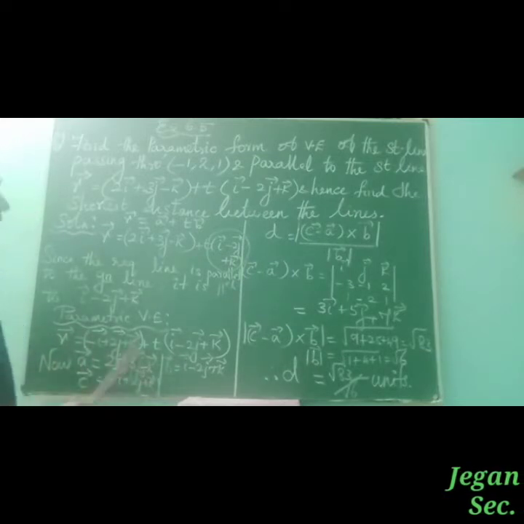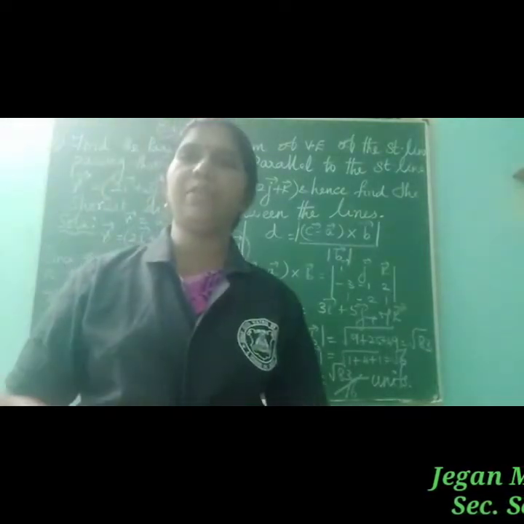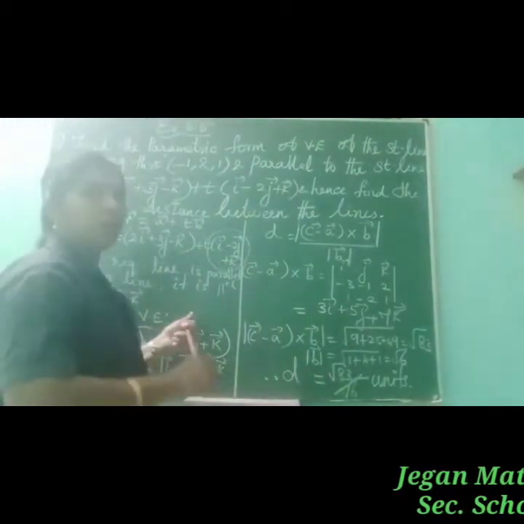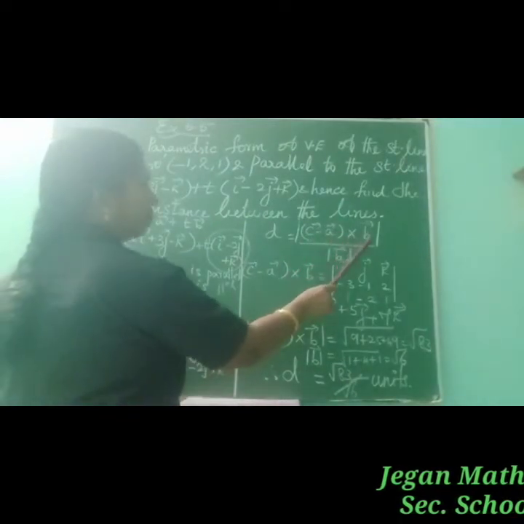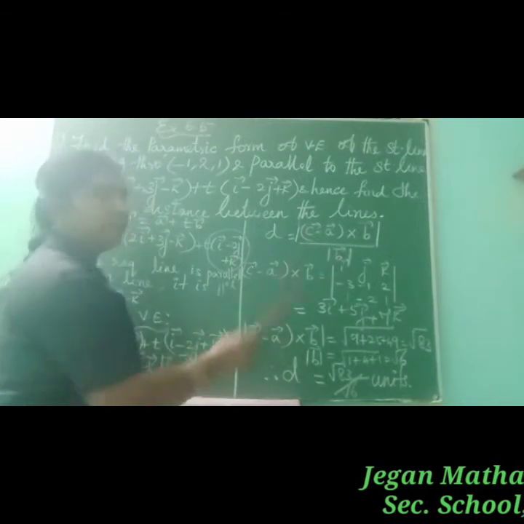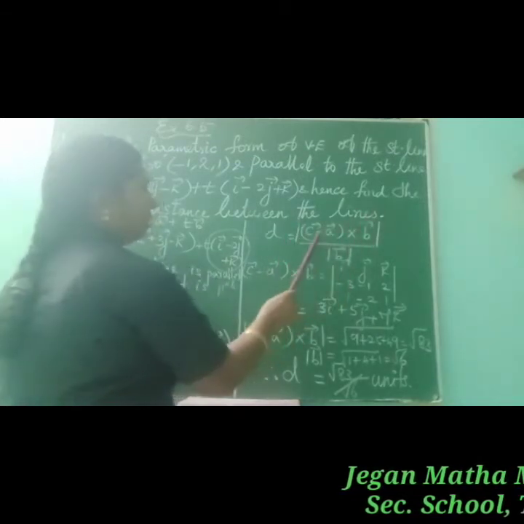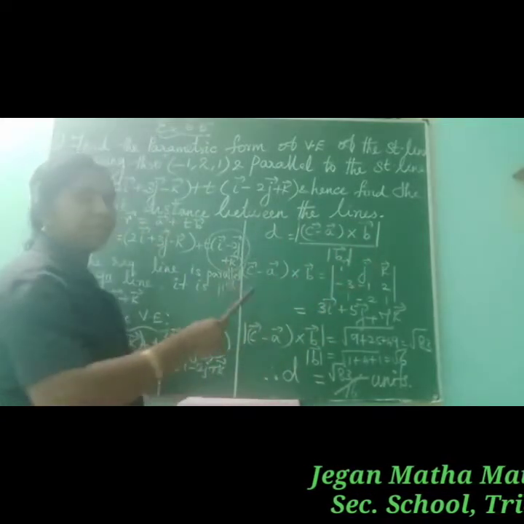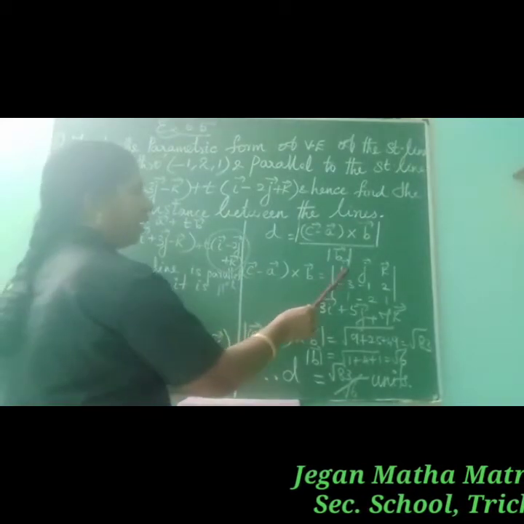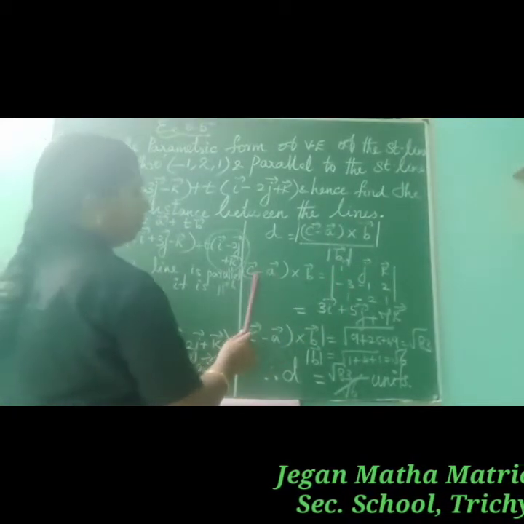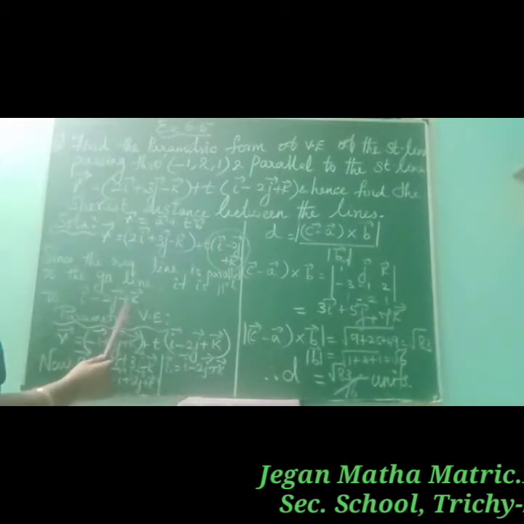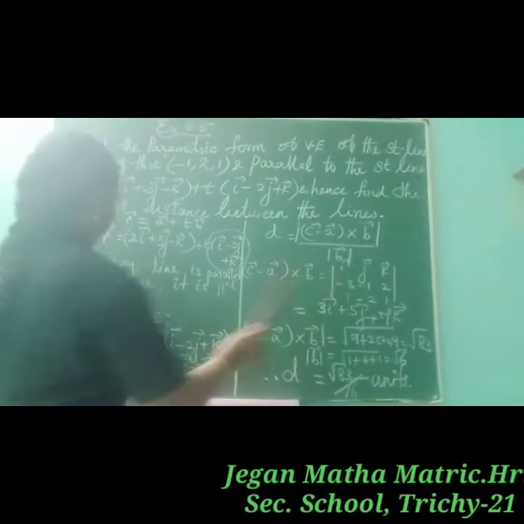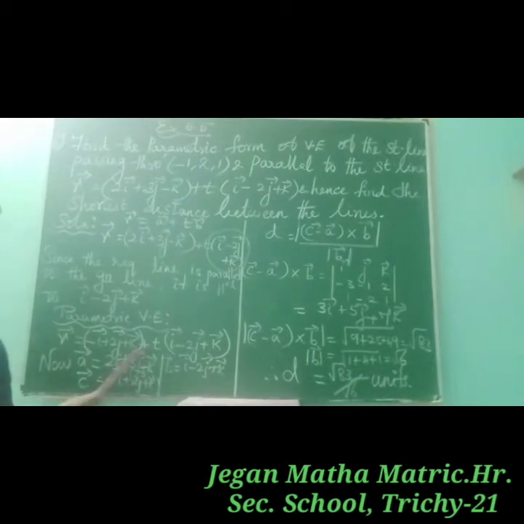After finding these three vectors, we know the formula for the distance between the parallel lines. Distance between the parallel lines is d is equal to modulus of c minus a cross b divided by modulus of b. So, first we find the modulus of c minus a cross b. Cross product means ijk form. So many sums we have completed. So, ijk, we can write c minus a coefficients. c vector minus a vector means we will get minus 3 minus i minus 2, then 2 minus 3 minus 1.